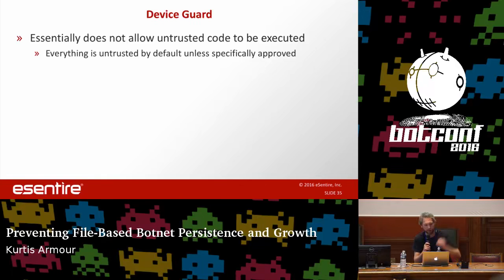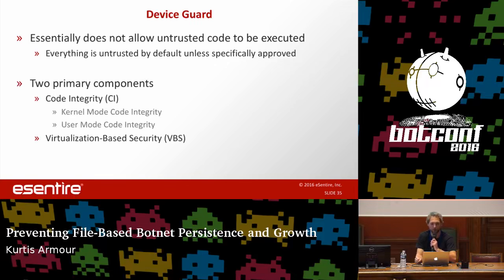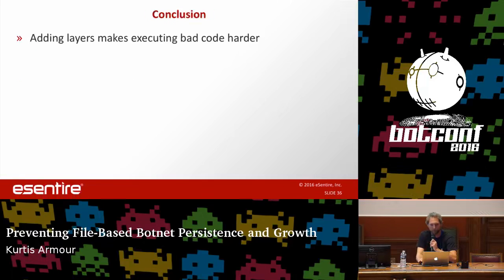So just a quick thing on Device Guard. Essentially, it does not allow untrusted code to be executed. Everything is untrusted by default. And there are two primary components, code integrity checking. So there's kernel mode code integrity, which protects the kernel mode from running unsigned drivers. This has been around for a while in previous versions of Windows. But the newer one, which is user mode code integrity, enforces code integrity on binaries, PowerShell scripts, WSH scripts, and MSIs. And VBS is the system that protects it from being changed when it's running.